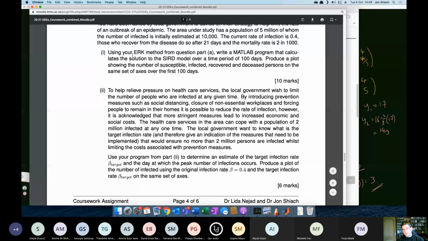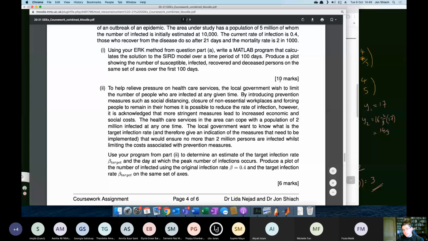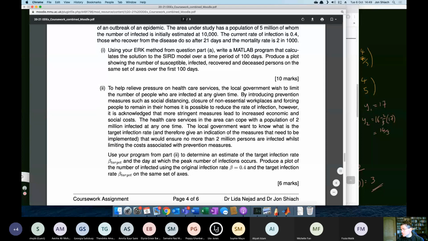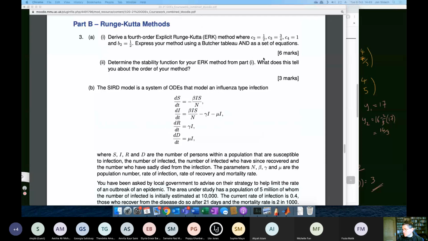I will still award you marks if you do, for example, use your ERK method. If you find another method which may not necessarily have these same values, and you use that here, and you do all of this correctly, I'll still award you the 10 marks. So don't get bogged down or stuck on one part. Just move on if you really can't do it, and then you can always go back at a later date and sort that out as well.